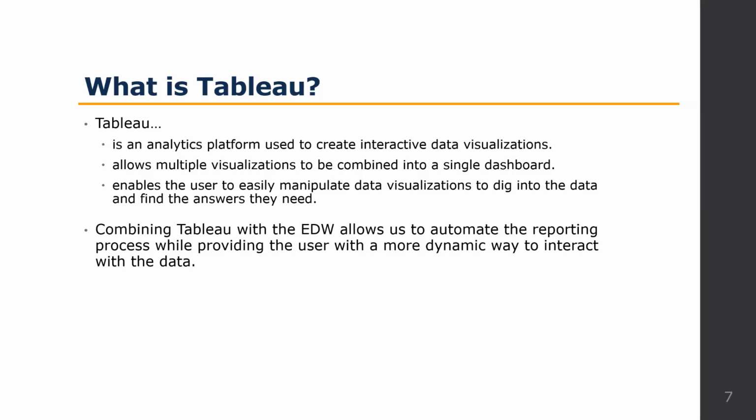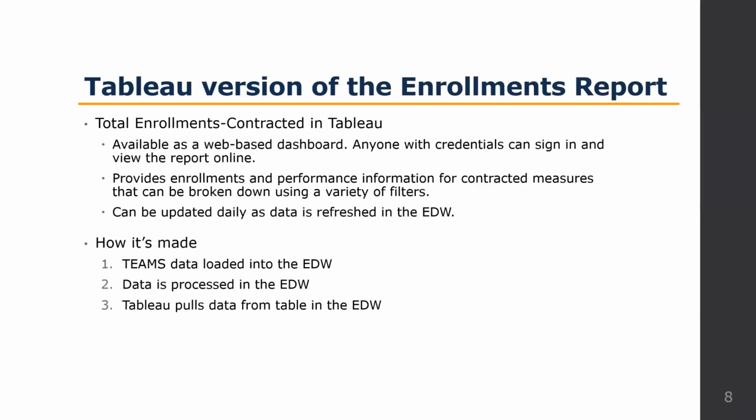So that takes us to these Tableau enrollments reports. We have two versions. We have total enrollments contracted at the grantee level, and that goes from grantee all the way down to site for some information. And then we have the total enrollments contracted statewide dashboard. We'll go into specifics on each of those, but think about the statewide as the big picture. That's only statewide performance. It doesn't break things down past that.